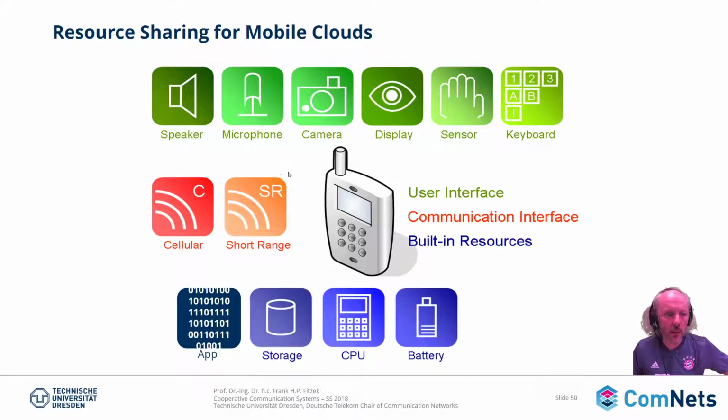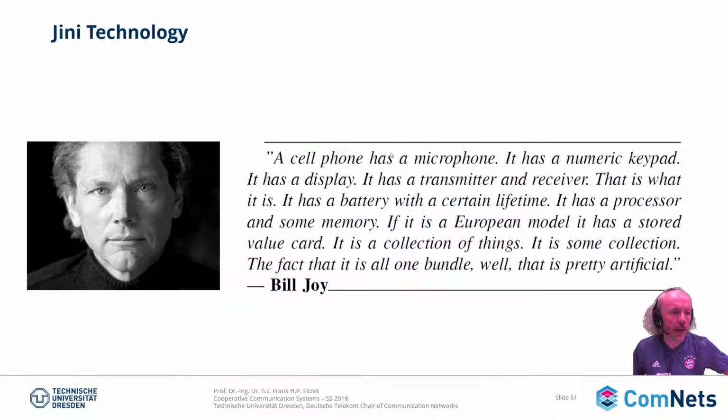If you read some of our earlier books, the app symbol was not here, but I think it's a nice extension to our previous work. So if you have all the resources, how can you really do that? In order to show that this kind of resource sharing is not something new, I found a paper later on. There was a guy, Bill Joy, he said, a cell phone has a microphone, it has a numeric keypad, it has a display, it has a transmitter and a receiver. That is what it is.